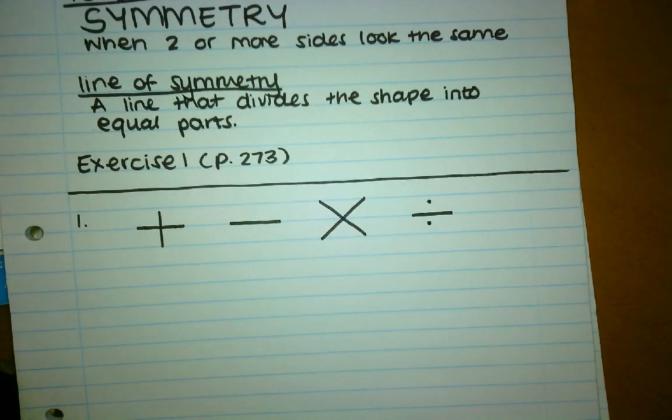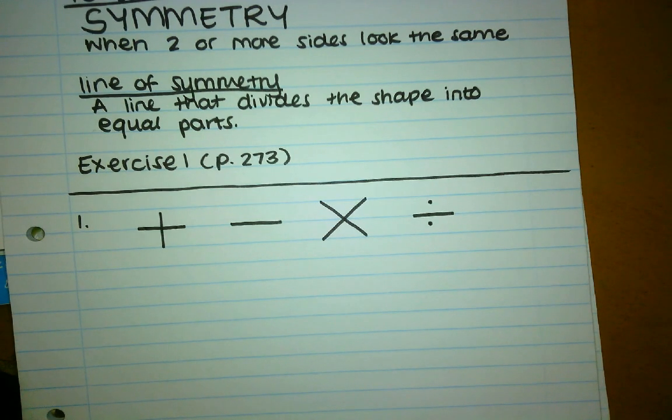Okay, so for the first question, they just say to you that you must copy this line into your book, and then you must say which ones are symmetrical to each other, or have lines of symmetry. It's here.